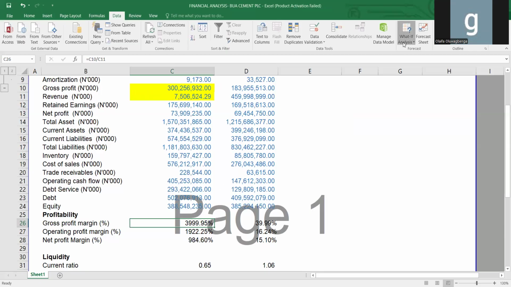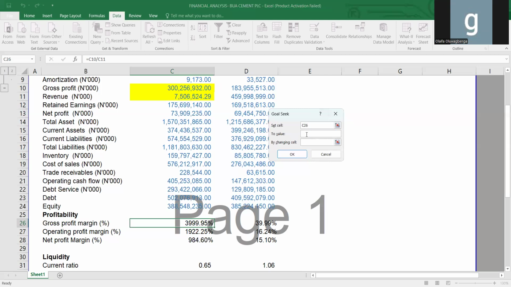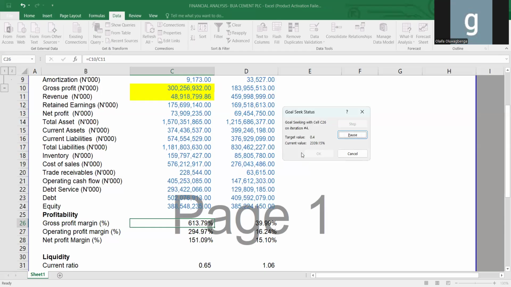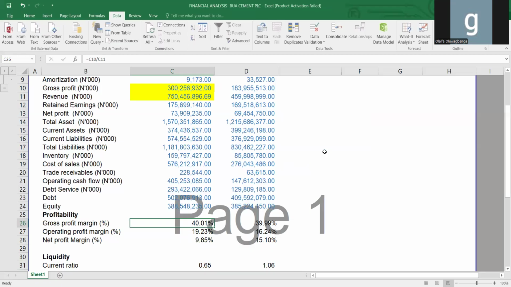All right, let me take it again. Goal Seek. We want to achieve 40%. Maybe the error is because I did not indicate the percentage. By changing what cell? By changing the revenue. You can see 40%.